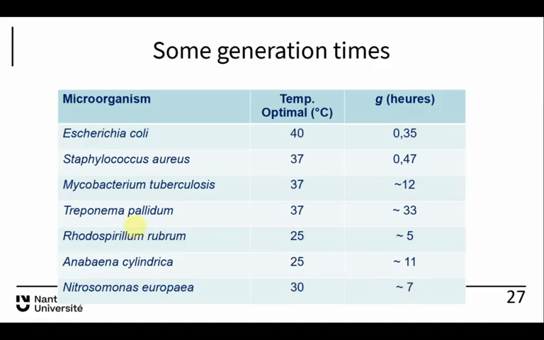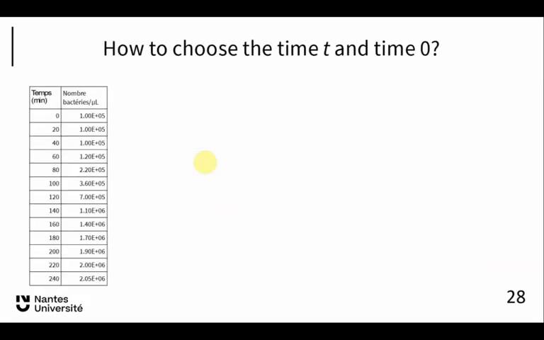Whereas for E. coli, Staphylococcus aureus, they're chemoheterotrophs. If you give them a rich medium, they're importing glucose, peptides. They don't have so much work to do, so they can grow faster, okay? So just some examples of generation times.